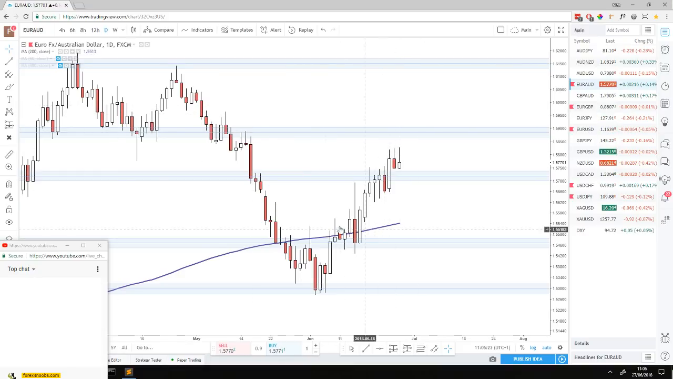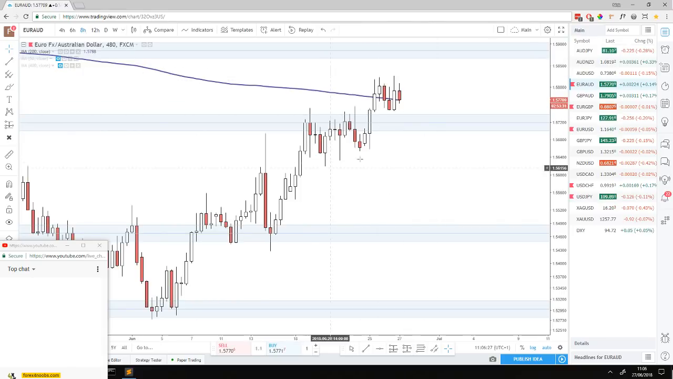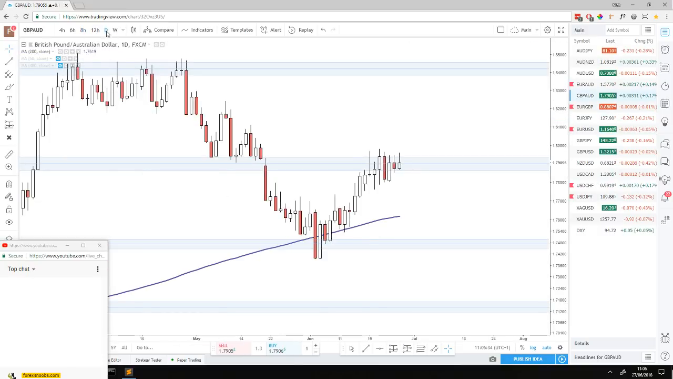EURGBP has pushed up above this resistance area. Nothing much is happening here, guys. It's just messing about above the area. I'm going to look at something more interesting. GBPAUD. Now, this one's been stalling on top of this area for a while now. 1, 2, 3, 4, 5, 6, 7-ish days. It's been stalling on top of this resistance area.